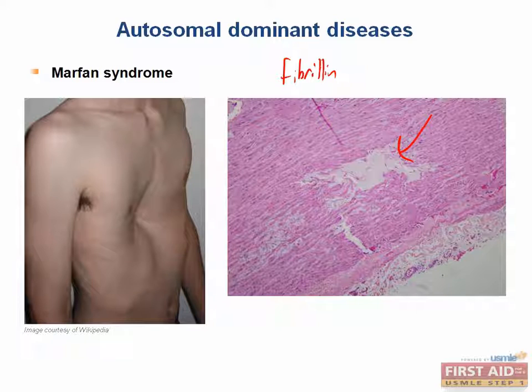Patients with Marfan's are also susceptible to berry aneurysms. Can you think of a common location of berry aneurysms? One of the most common is the circle of Willis.